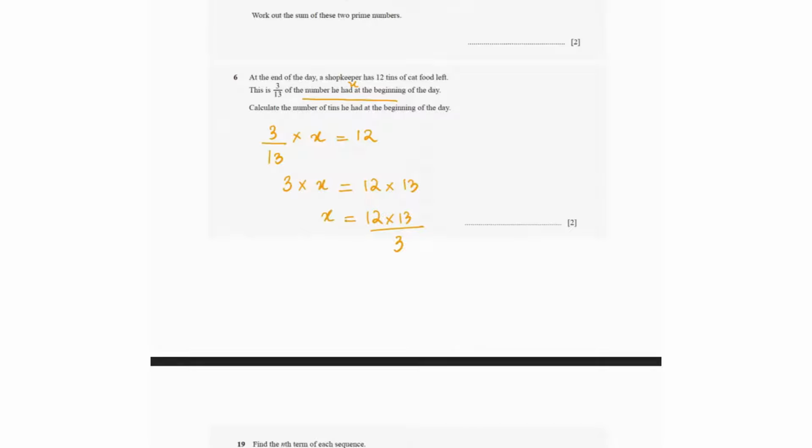So 12 divided by 3, we can solve that. That's 4. And then it's 13 times 4. If you don't know how to do mental math, just do column multiplication. It's fine. 4 times 3 is 12. Carry the 1. We cannot write it as 12 over here. You always carry the tens to the next number. Then you do 4 times 1, that's 4, plus the 1, that's 5. So 52 is your value of x. That is the number of tins he had at the beginning of the day. So for these type of questions, you need to know how to translate the statement into an equation.